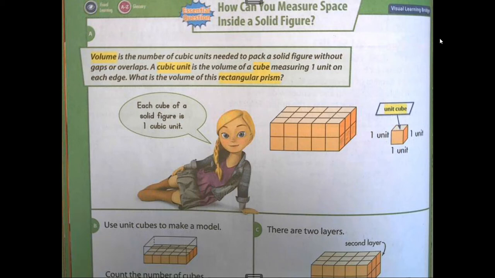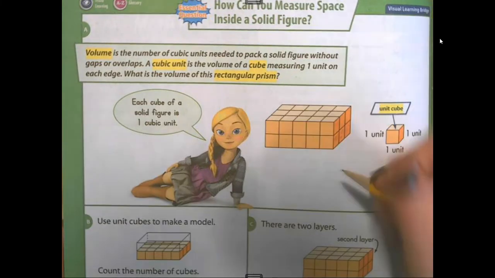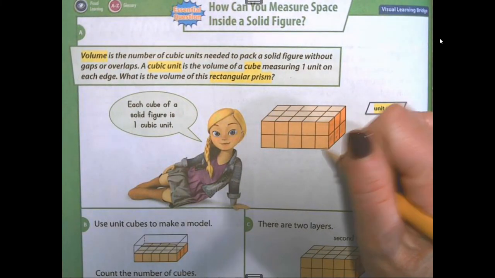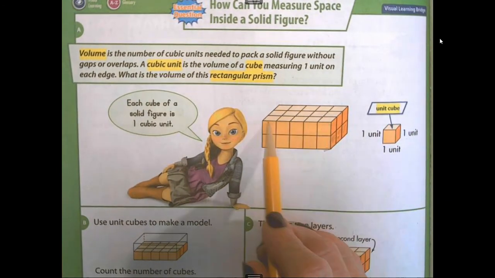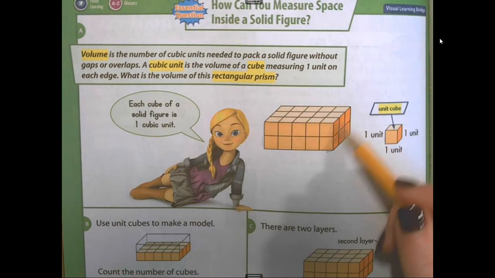Opposite sides are equal in length, and each of them have squared corners or 90-degree angles. Okay, so if you take a look, we've got each of these faces that we can see.